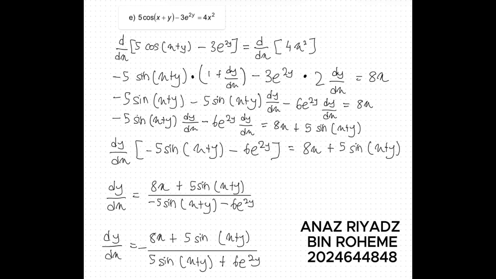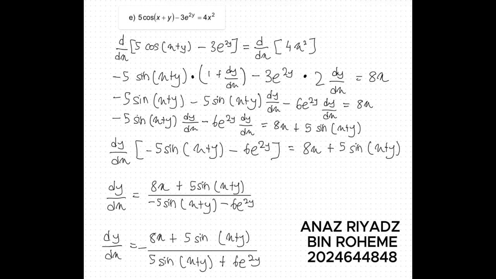For the second term, negative 3 e to the power 2y. The derivative of e to the power u is just e to the power of u. Again, by the chain rule, we multiply by the derivative of the exponent 2y, which is 2 dy over dx. Multiplying the constants together gives us negative 6 e to the power 2y dy over dx. Now the right side, the derivative of 4x squared is straightforward using the power rule, 8x. Putting it all together, our equation becomes negative 5 sine(x plus y)(1 plus dy over dx) minus 6 e to the power 2y dy over dx equals 8x.